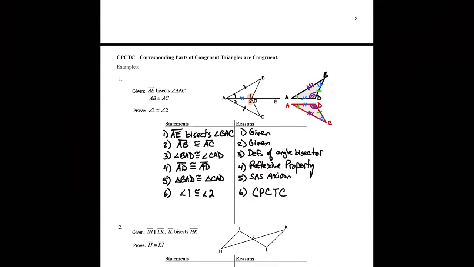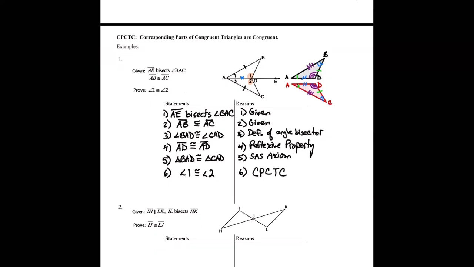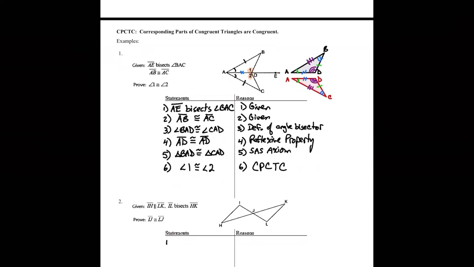Now, the second example here ties together what we were talking about last week with the parallel lines. It says IH is parallel to LK. And that's useful information. It just doesn't seem like it would be at first, but I'll get it in there.